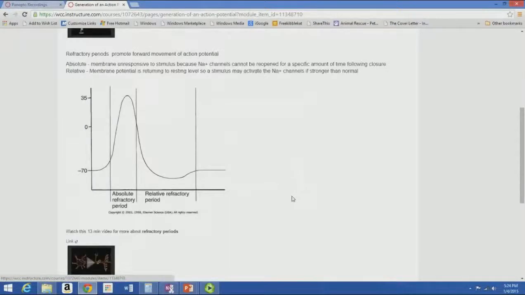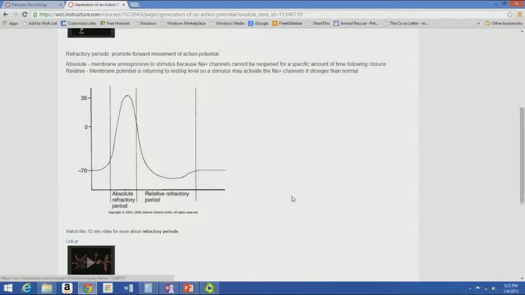So one of the things that promotes forward movement of the action potential, so it moves on down the axon, is what's called a refractory period. So you have two different types of refractory periods. The refractory period is where the membrane is not at its resting state, and so it's not electrically excitable at that point, or it's not as electrically excitable as normal because its channels are either open or the ion concentration hasn't returned back to its steady state.